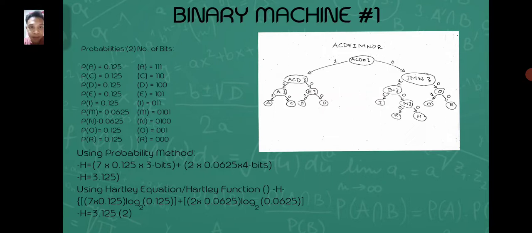Using the Hartley equation or Hartley function, H equals 7 times 0.125 logarithm base 2 of 0.125 plus 2 times 0.0625 logarithm base 2 of 0.0625, and H equals 3.125. So they have the same value.